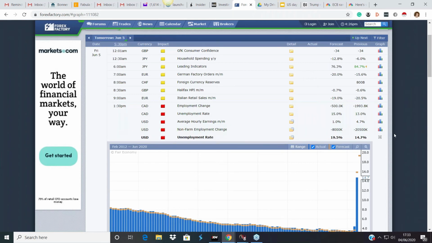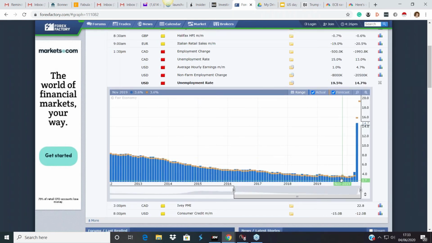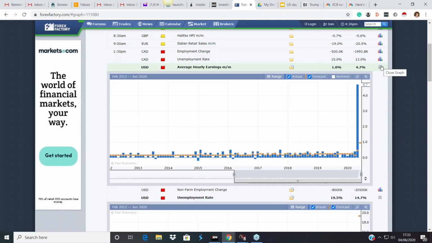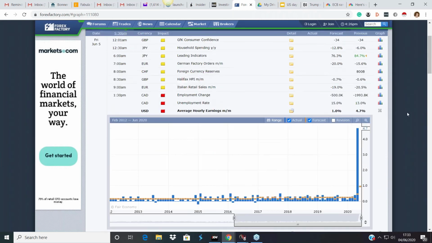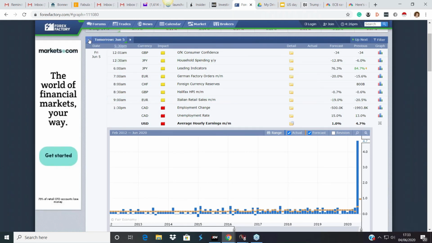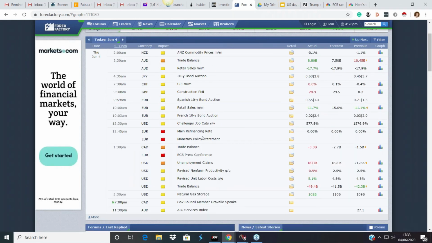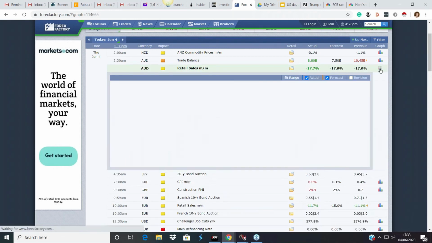Not all of them will have this nice sort of trend, as it were, because some releases are very volatile. This is the average earnings, as you can see here. They don't really, sometimes they dip, sometimes they go up. In fact, some of them, let me have a look if I can find a better one to give you an example. Let's have a look. Trade balance. Let's have a look at Aussie retail sales.